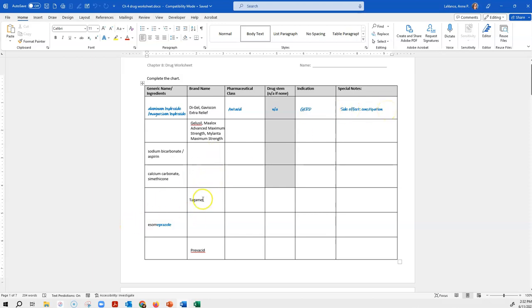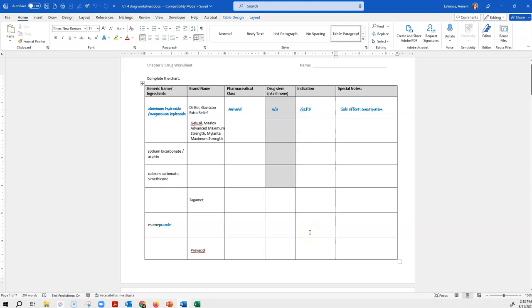So I'm going to come back down here to Tagamet. We just talked about that one, right? So let's just look at Tagamet. So I told you that the generic name was cimetidine. So you would put cimetidine. Cimetidine is an H2 blocker. Its drug stem is tidine. What do we use it for? We use it for GERD, and we're going to find out that we can also use it for ulcers. And then, is there any special note for it? There may or may not be.